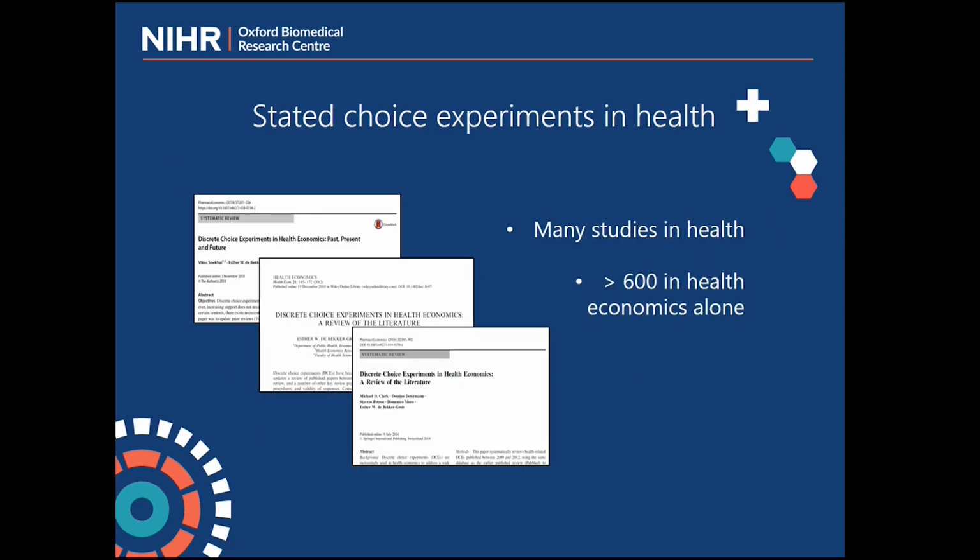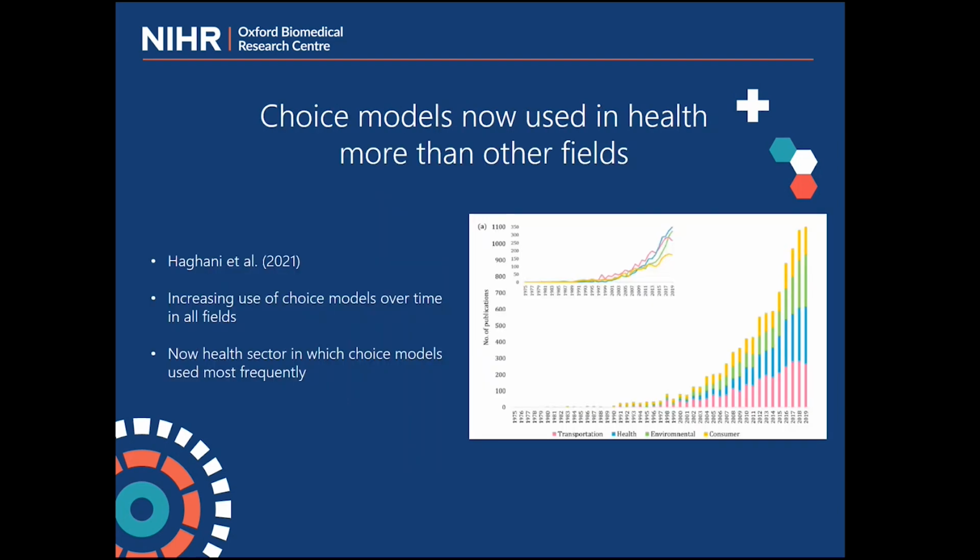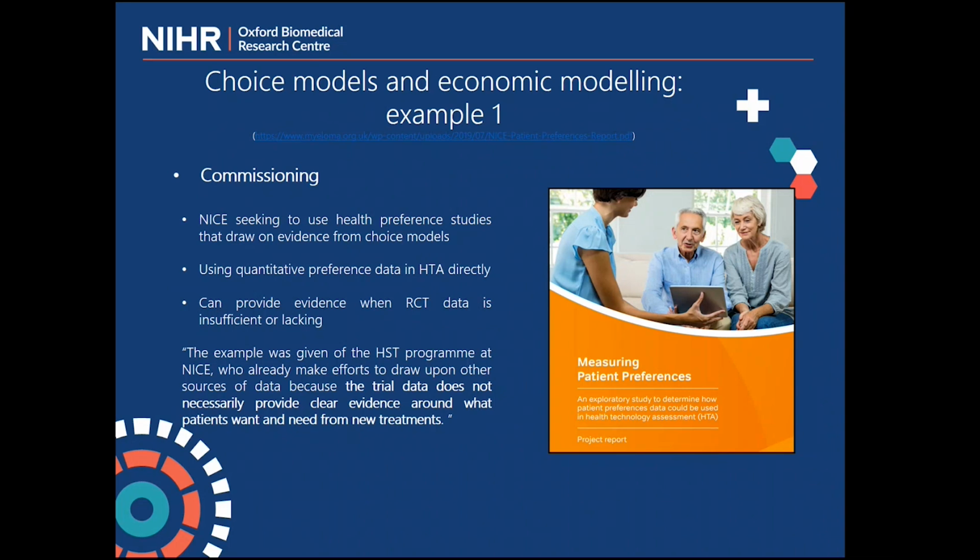So there are lots of these studies. In health economics alone, more than 600 in a series of literature reviews. And if I go beyond health economics to talk about health scientists, then even more. Very widely applied. And indeed, this is a recent literature review of choice models in lots of different sectors, and health has now overtaken transport and the other sectors as where they're used most widely. So we're using these things lots and lots in health. So I thought I'd give you a sort of example of the kind of practical applications of some of these experiments and models.